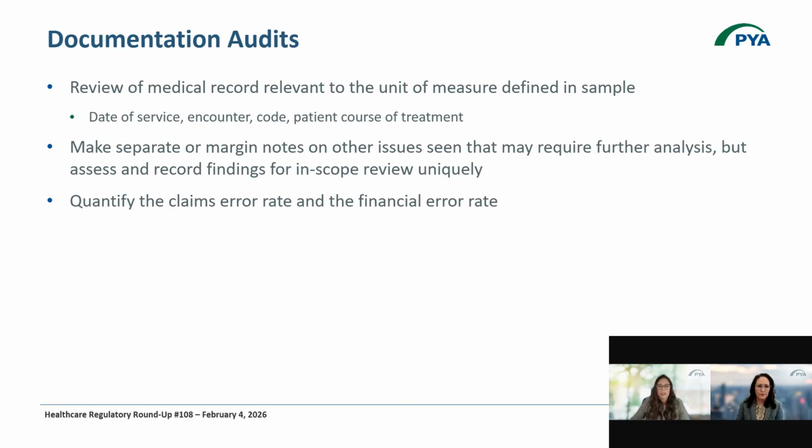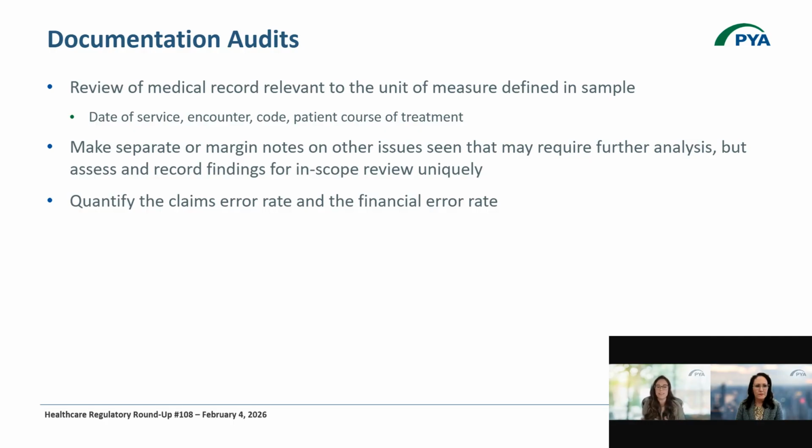So now you've sampled and it's time to jump into your record. So the overall message of this slide is really to just stick to your scope. During documentation audits, you want to focus on that defined unit of measure, or in other words, what you're supposed to be reviewing. You can take note of other observations, but you want to keep them separate so that your review findings don't end up reflecting errors that aren't relevant to the reason you were performing that review.